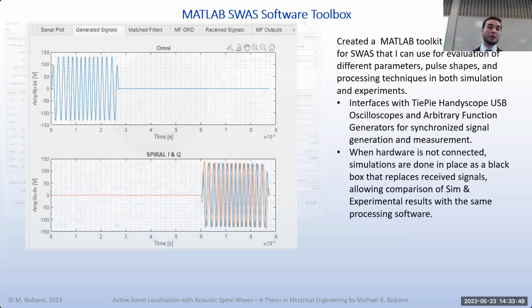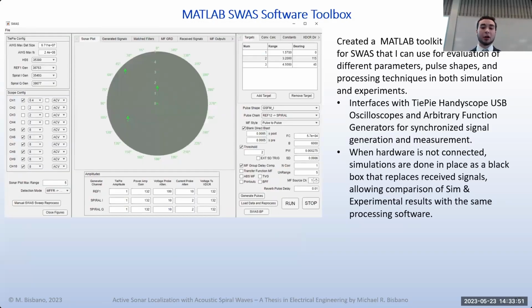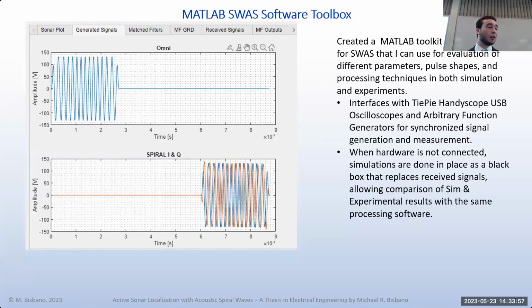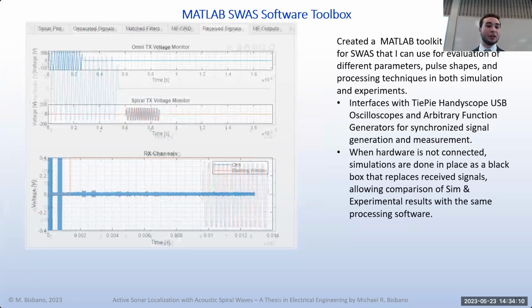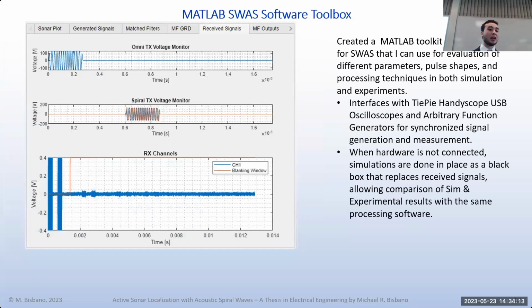So if I were to run a simulation or run an experiment, I'm going to walk you through what I would do. First, I hit generate signals, and this will generate the omni and the spiral pulses and show them to me to make sure I've got my timing correct and everything looks correct. And then it's actually going to transmit them. The top two plots are showing the voltage monitors of the power amplifiers. These are the voltages coming out of the outputs of the power amplifiers, so we can log them. And then on the bottom is the receive channel from the hydrophone.